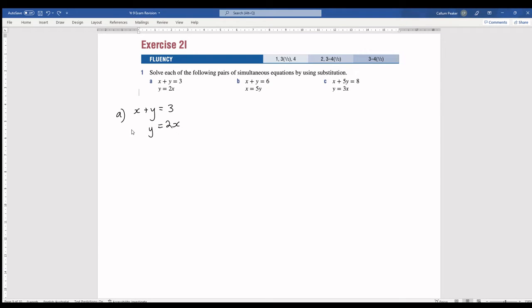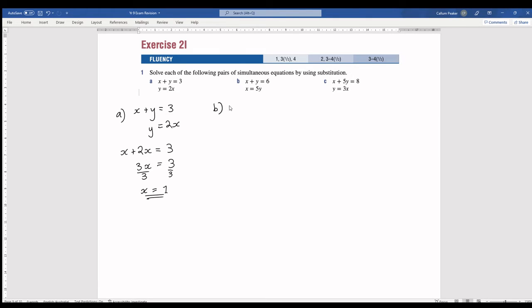So this is what I'm going to do. I'll take this equation and I will just substitute it in here. You may remember this from class. So we take x plus y, which is 2x, so x plus 2x is equal to 3. I can then simplify by grouping my like terms. X plus 2x is just 3x is equal to 3, and then if we divide both sides by 3, we find out that x equals 1.